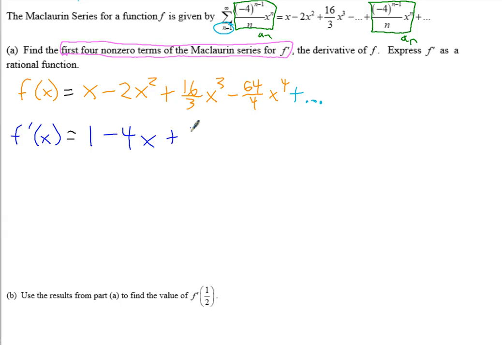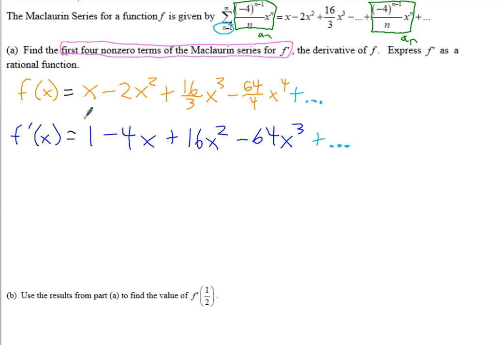And I left it at 64 over 4. I could reduce that to 16, but notice when you bring down the 4, it cancels out the 4. So you're left with negative 64x cubed. And again, to show it goes on forever, plus dot, dot, dot. So that's the first thing it asks for, the first four non-zero terms of the derivative.